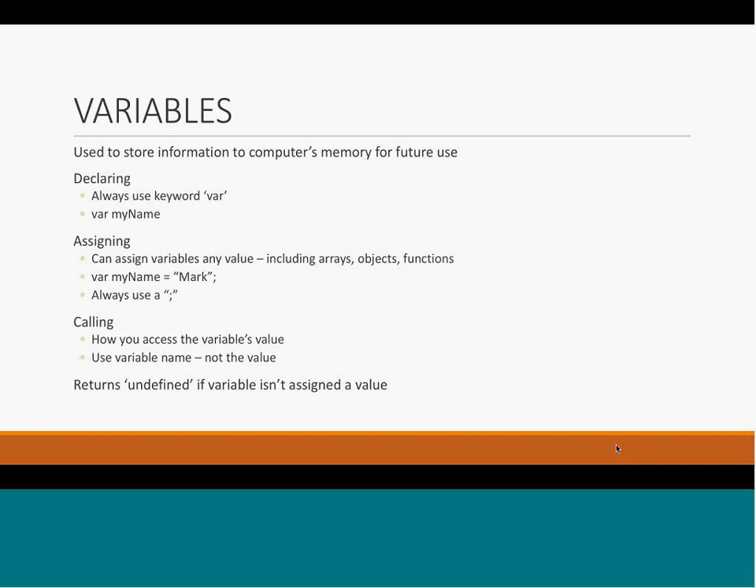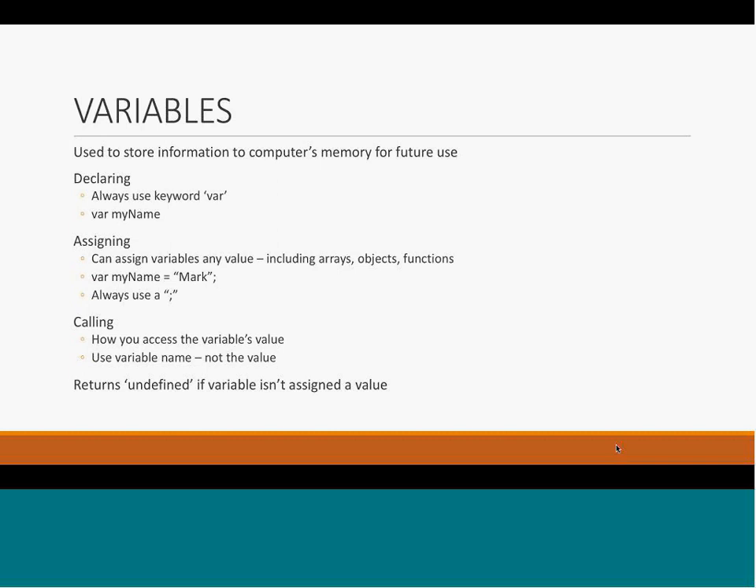We have variables. Variables are used to store information in a computer's memory for future use. To use variables, there are three steps: declaration, assignment, and calling. You declare a variable by using the keyword var, for example, var myName. You assign the variable any type of value, including arrays, objects, functions, anything. So in this example, var myName equals Mark. You have assigned the variable myName the value Mark. When you do this, it is always good practice to use a semicolon.